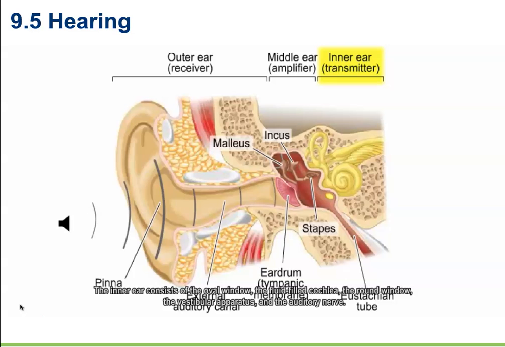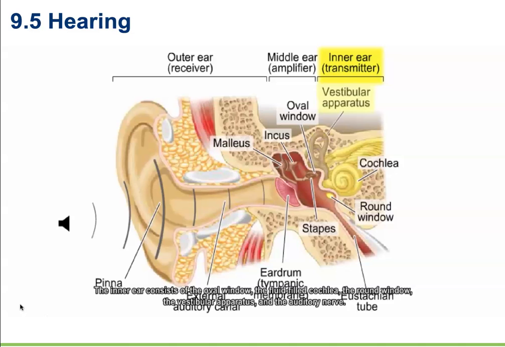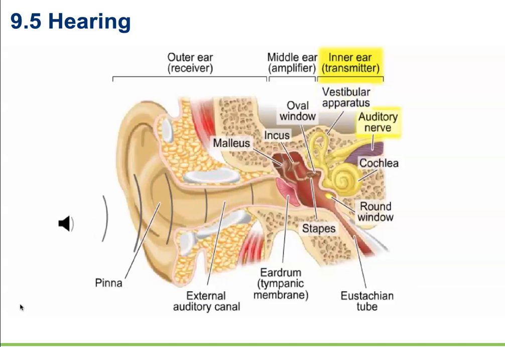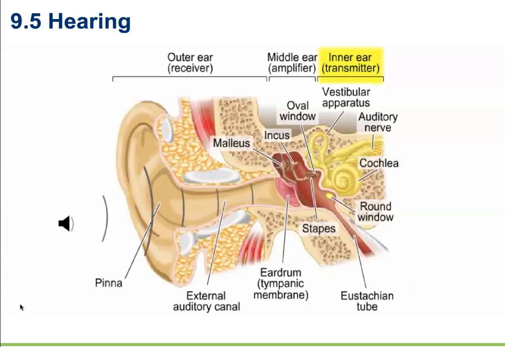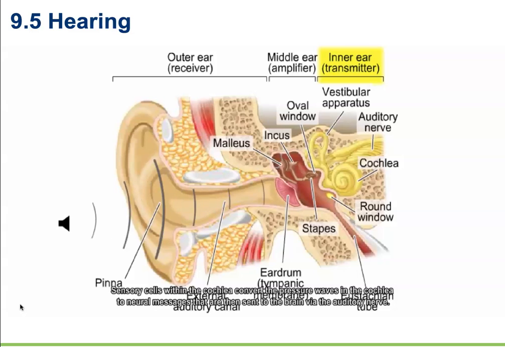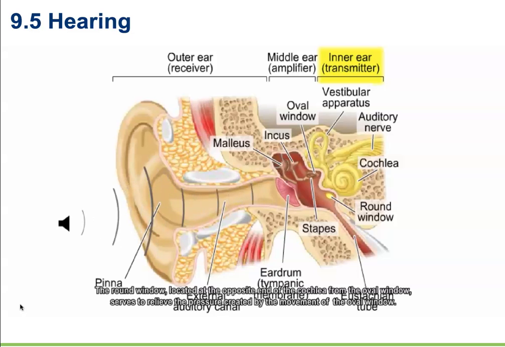The inner ear consists of the oval window, the fluid-filled cochlea, the round window, the vestibular apparatus, and the auditory nerve. Sound waves are transferred from the bones in the middle ear to the oval window. Vibration of the oval window sets the fluid in the cochlea in motion. Sensory cells within the cochlea convert the pressure waves in the cochlea to neural messages that are then sent to the brain via the auditory nerve. The round window, located at the opposite end of the cochlea from the oval window, serves to relieve the pressure created by the movement of the oval window.